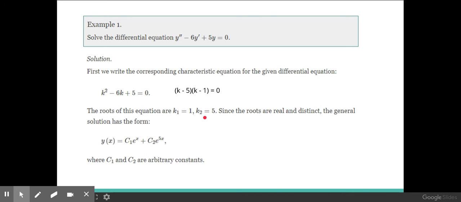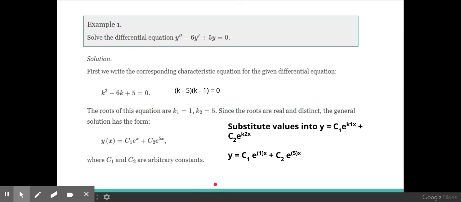Now, because I got two real solutions, I know that my solution to the differential equation is going to follow this pattern. C1 and C2 are simply constants. They're going to remain in our final answer. However, we substitute in 1 for k1, we substitute in 5 for k2, and that's how we come out with our general solution here. I hope that helps.